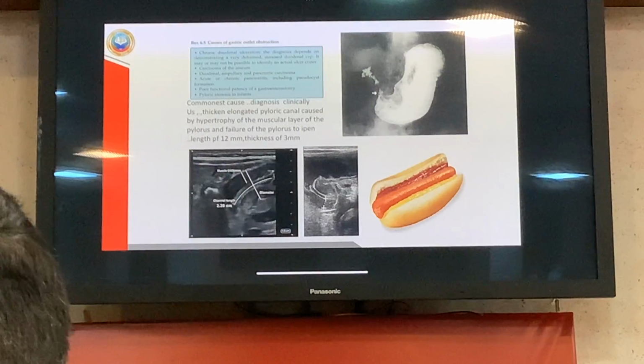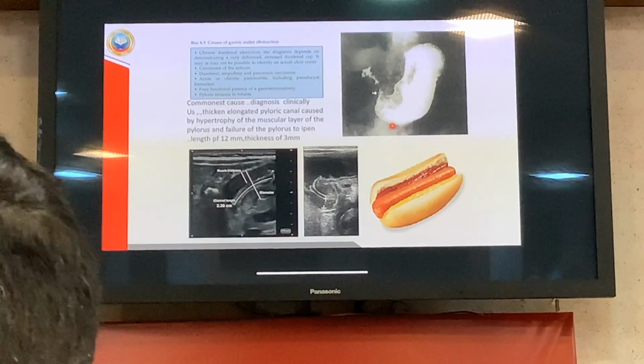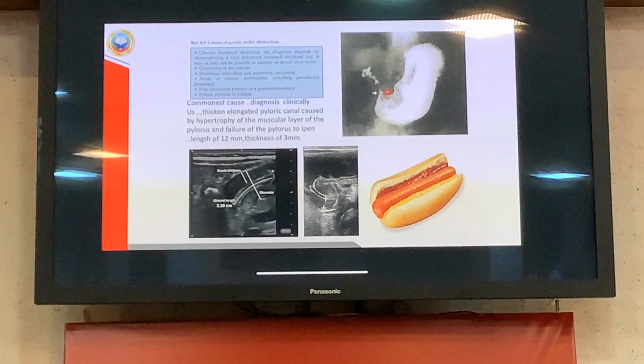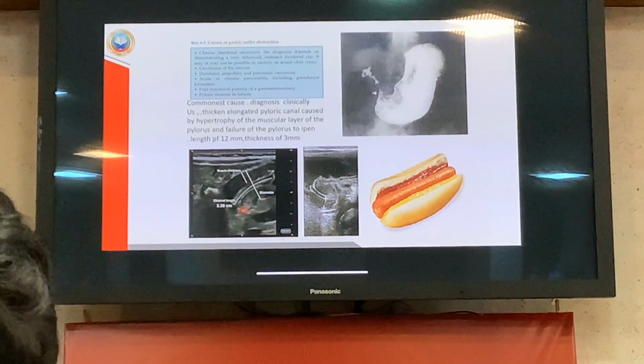Gastric tumor. Sometimes the patient has gastric outlet obstruction. You look for this. This is a gastric outlet obstruction by variable studies, narrow or even totally blocked. This is the case of hypertrophic pyloric stenosis by ultrasound.